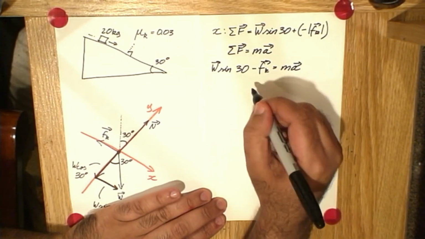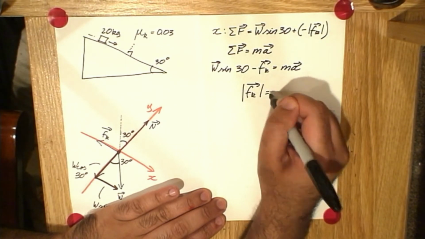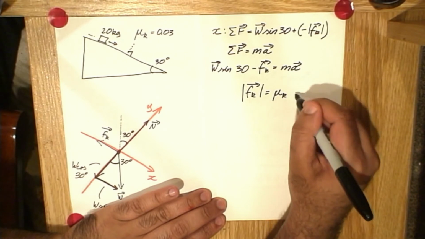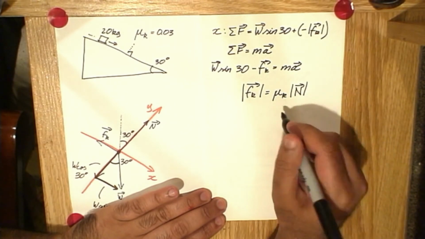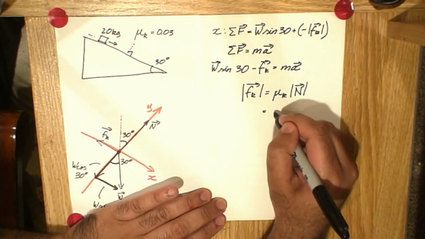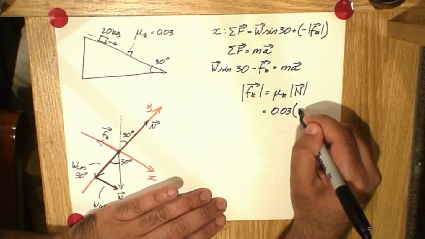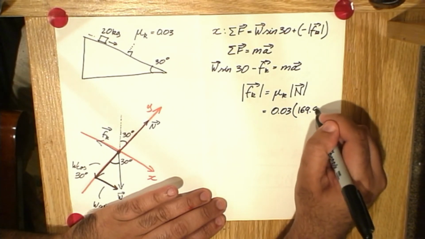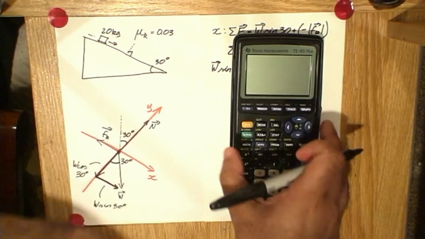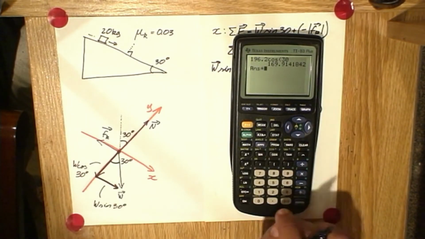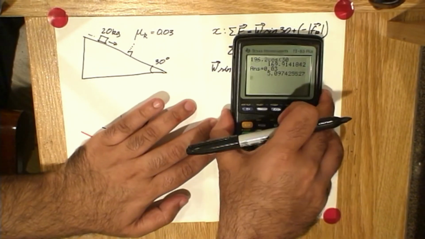Now, in this, we do not yet know what the kinetic friction is, so let's solve for that. Kinetic friction is equal to mu k multiplied by the normal force. So, since we know that mu k is 0.03 times a normal force of 169.9, as we worked out before, that gives us a kinetic friction of 5.097.